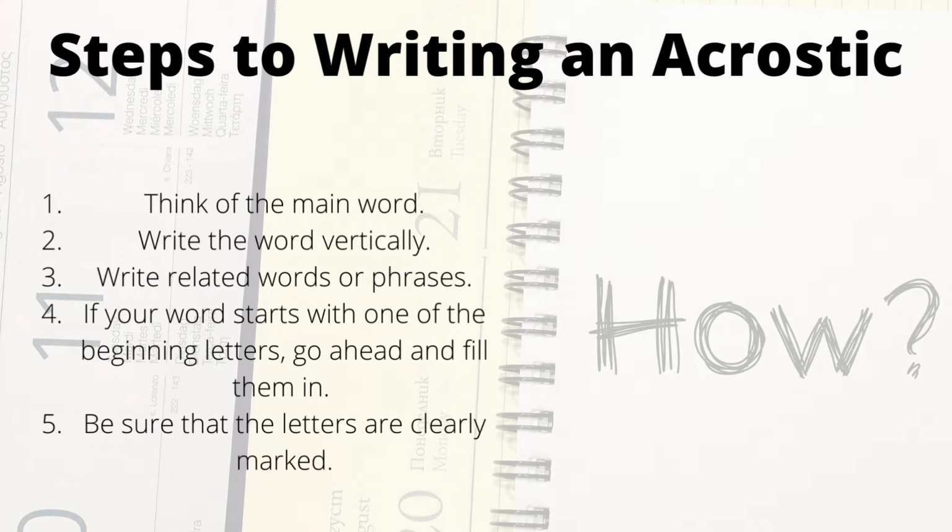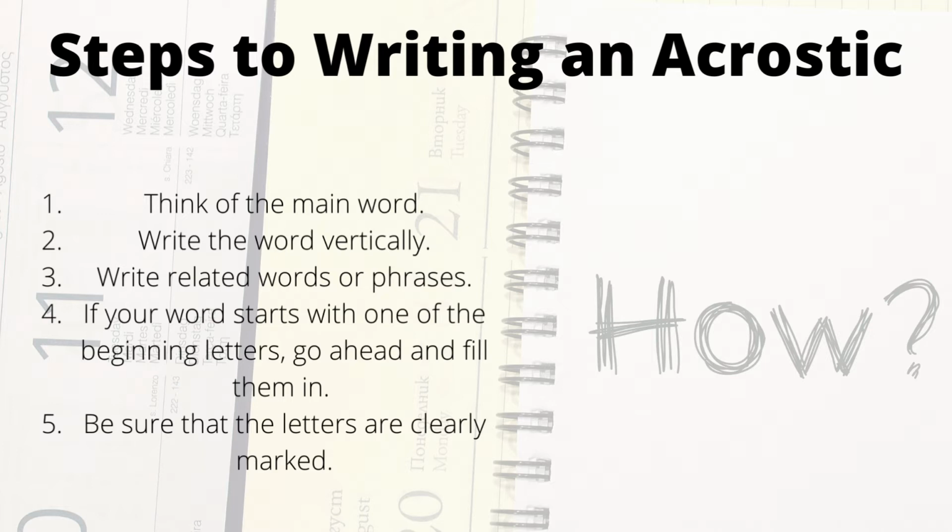Step number 3. Write down some words or phrases you think of when it comes to that topic. Example, if you're writing about family, think of words that relate to family, such as siblings, parents, bond, care, or memories. Step number 4. If the words you think of start with one of the beginning letters of a line, go ahead and fill them in. From there, work on fitting your other ideas into the lines.